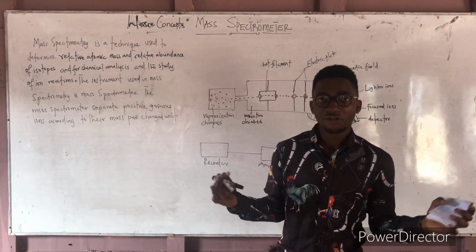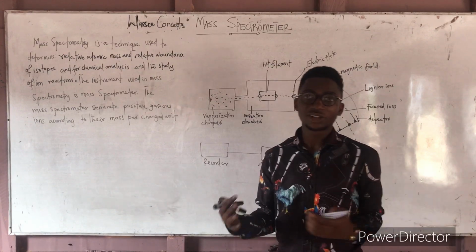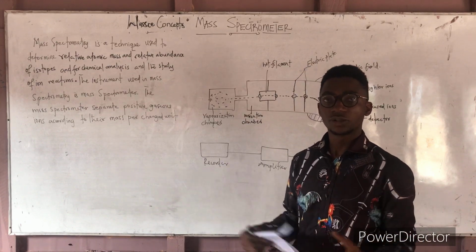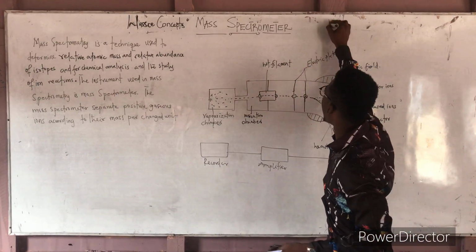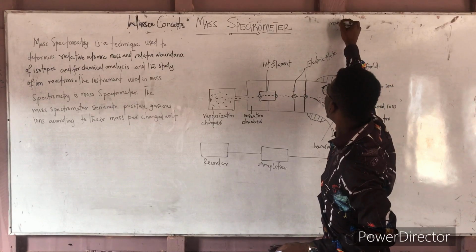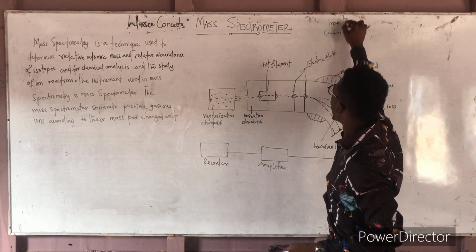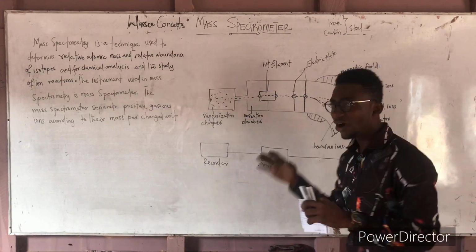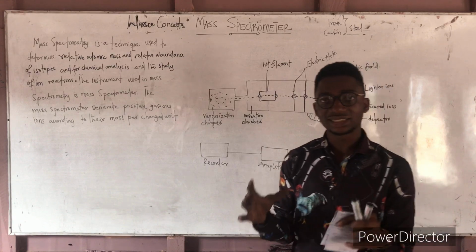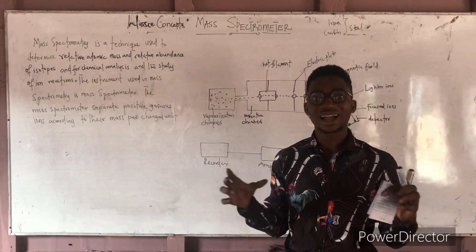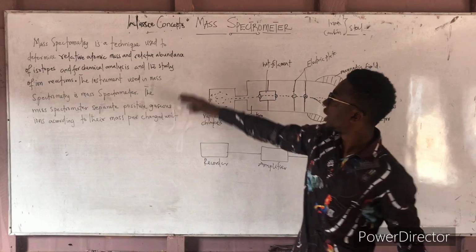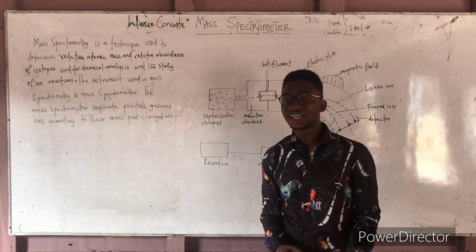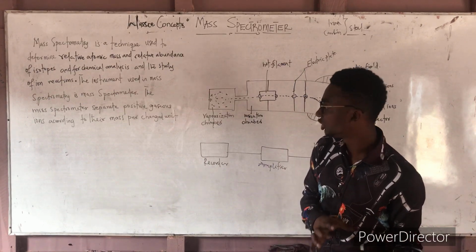For instance, if you want to determine the chemical composition of a steel ball, we know that a steel ball contains iron and carbon. They make up what we refer to as steel, the alloy. If you want to know the amount of iron and the amount of carbon present in the steel ball, we can use the mass spectrometer. That is the technique, mass spectrometry, to determine the chemical analysis of the steel ball.